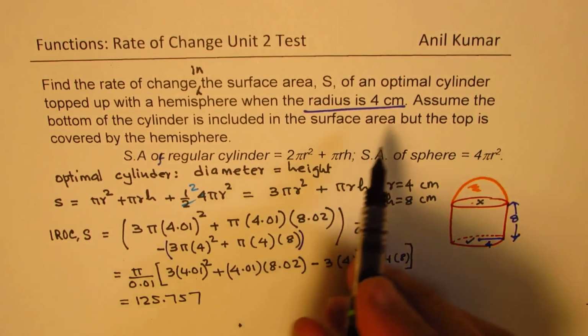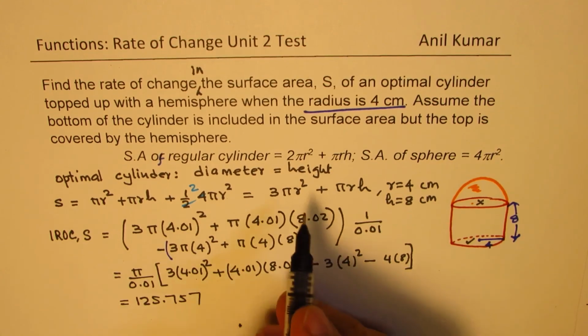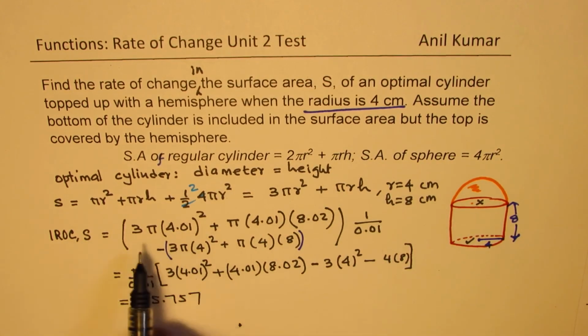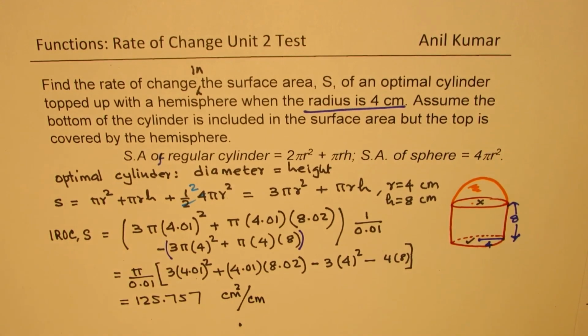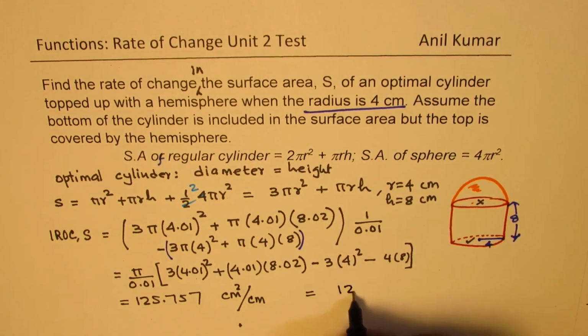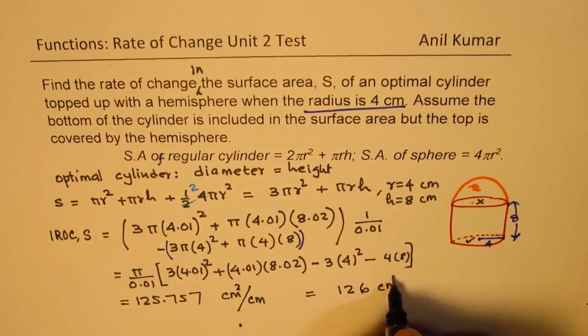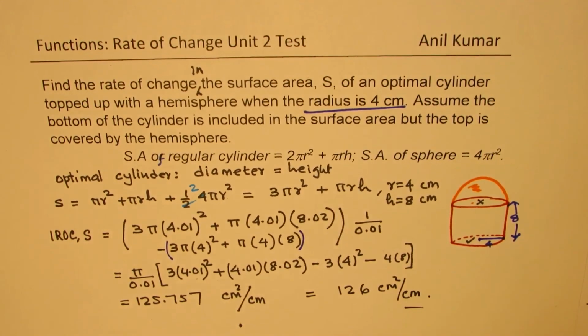Right? So the surface area will be in centimeters square, over the radius, which is centimeter. Correct? So that becomes our instantaneous rate of change. Now that could be rounded to approximately, let's say, 126 centimeters square per centimeter. Correct? So that is how we are going to solve this question.